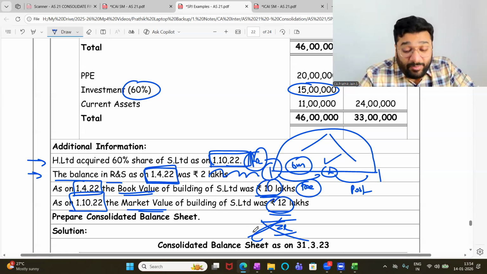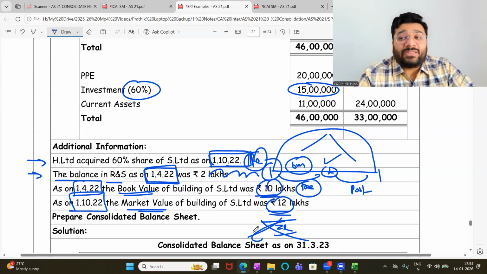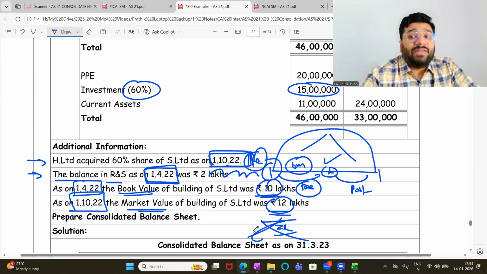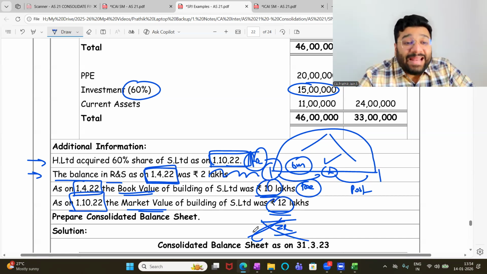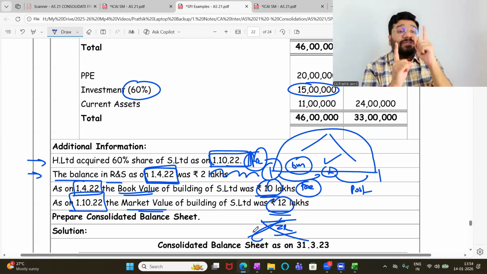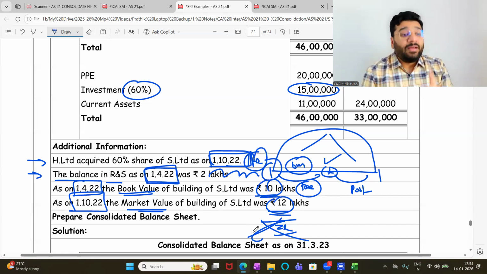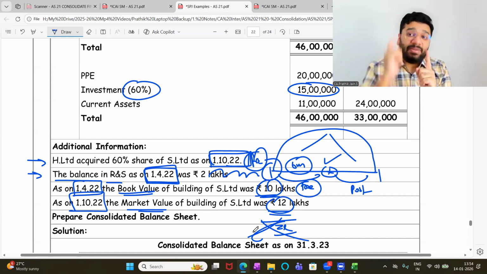You have to remember, in the last question I asked you 10 times: we do revaluation on date of acquisition. On date of acquisition, I need market value and book value. Market value is given on date of acquisition, and book value is given in the beginning.